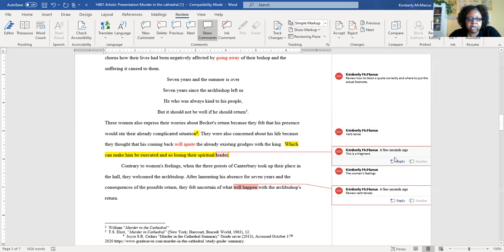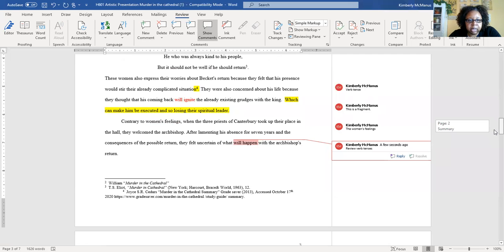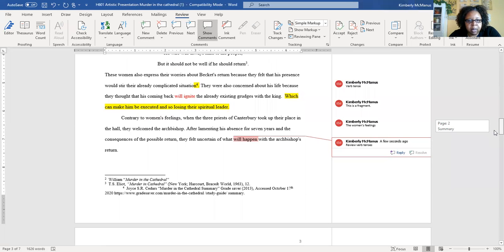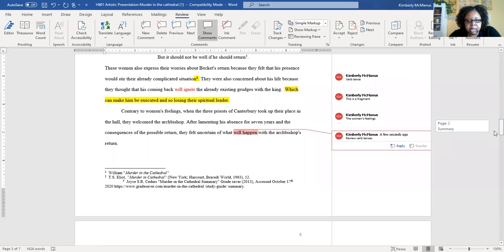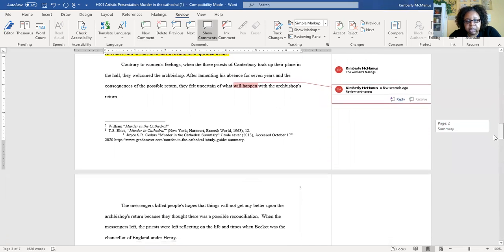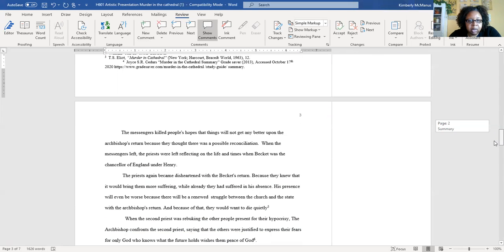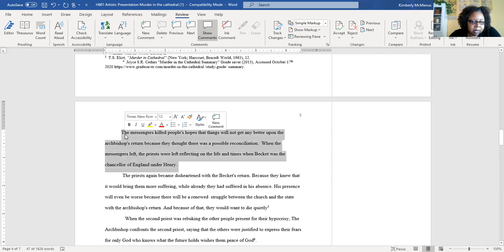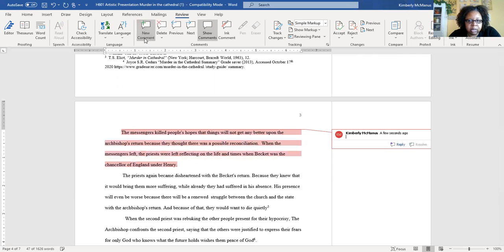The archbishop's return. Okay, again, your footnotes down here, you got to work on these. You have to have a period behind each one. You got to work on these. Your footnotes are out of order the way you have them written. Again, you need to work on your footnotes. The messengers killed people's hopes that things. We talked about this from day one. This paragraph has 47 words in it, so you know this paragraph is too short.